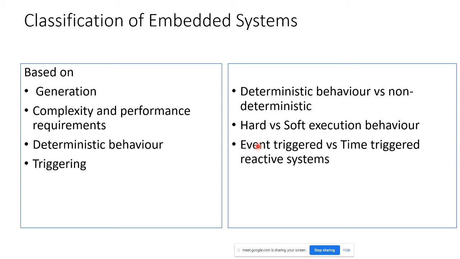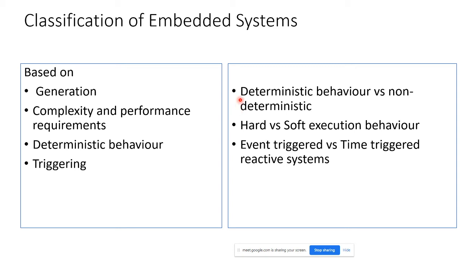All right, now coming to the classification of embedded systems. Embedded systems are classified based on generation, complexity and performance requirements, deterministic behavior, and triggering. Let's look at the last two points now: deterministic versus non-deterministic behavior. Like we saw earlier, that's one of the differences between a general purpose system and an embedded system.